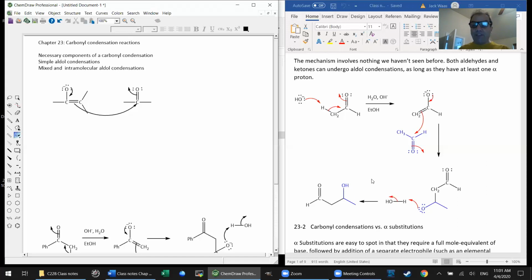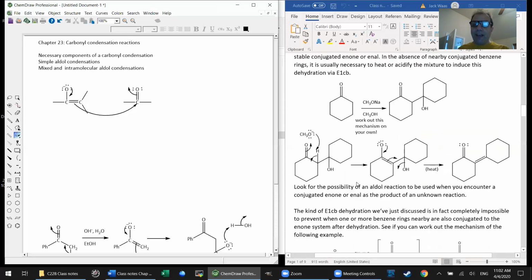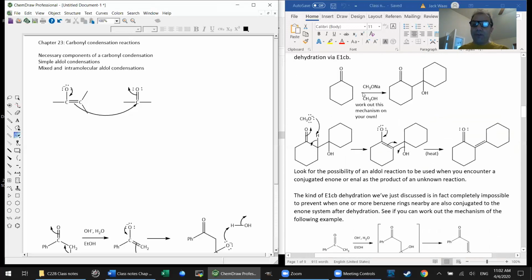And as we'll see in just a moment, in fact, sometimes even if we don't heat or add acid, we still won't be able to prevent a dehydration reaction from happening. So let's take a look at that. Over here, we've got another example of a simple aldol reaction. Here we're treating cyclohexanone with methoxide ion and methanol.